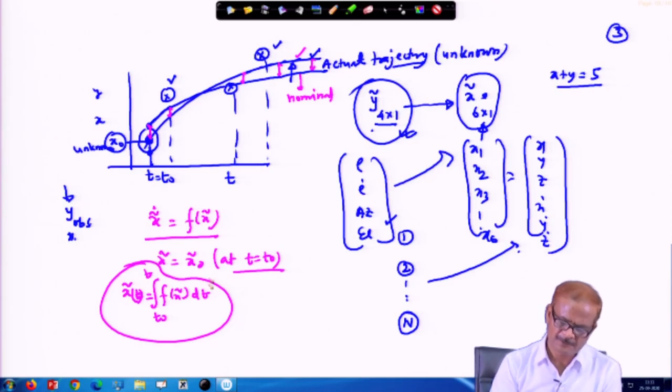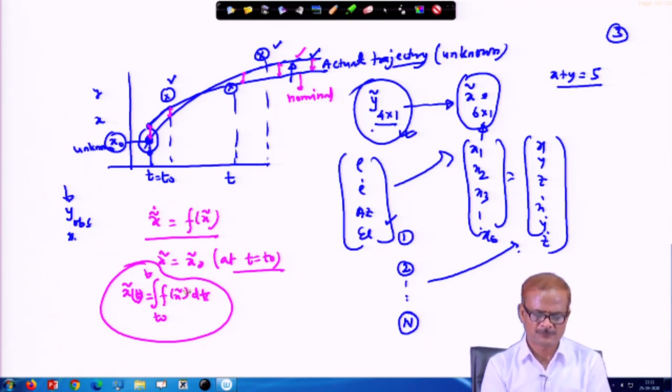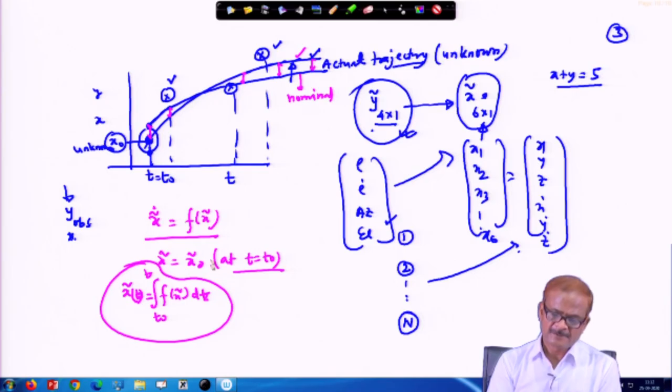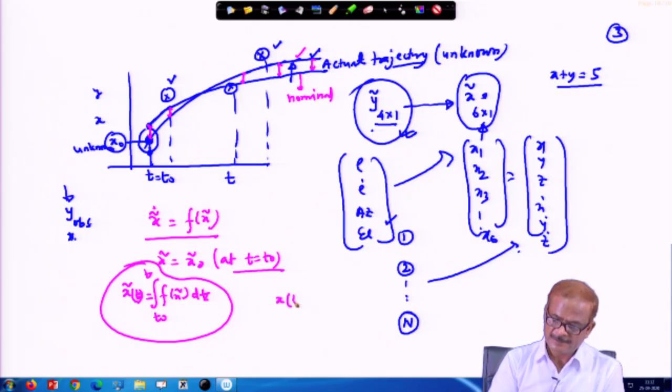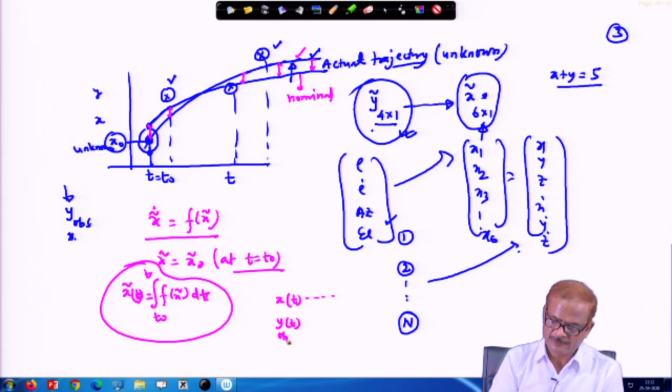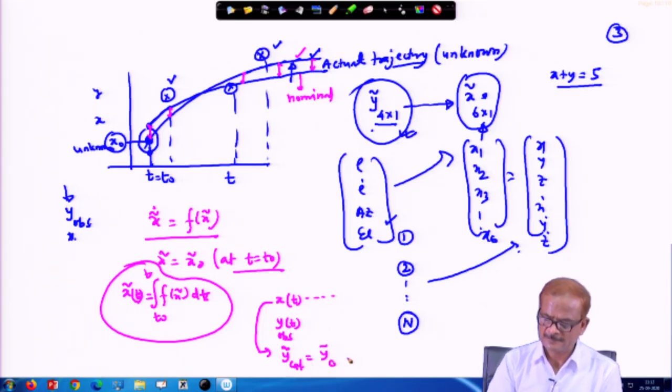Okay, so the issue here is not which numerical method I should use to integrate. I am presuming that those things are left for afterwards. Once you advance, then only you can think of doing all those things. So, once it is propagated, you have x of t available at different instants of time, and y observed is also available to you. So, this x of t can be converted to y calculated, which we write as y c tilde.